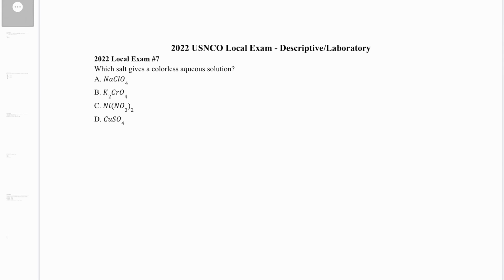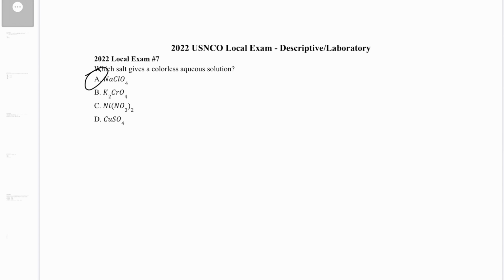We're asked which salt gives a colorless aqueous solution. So this is testing your transition metal ion colors in aqueous solutions. Let's go through our answer choices to see which one is not going to be colored. A, we have sodium perchlorate. Sodium perchlorate doesn't have a transition metal in it, so it can't really be colored. Therefore, it's going to be colorless. So our answer is A, but let's go through the rest to make sure that A is the right answer.